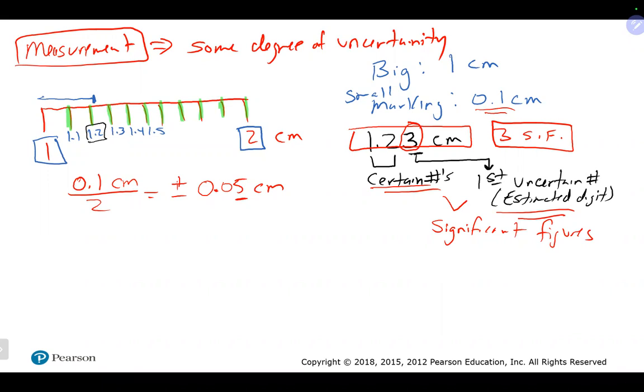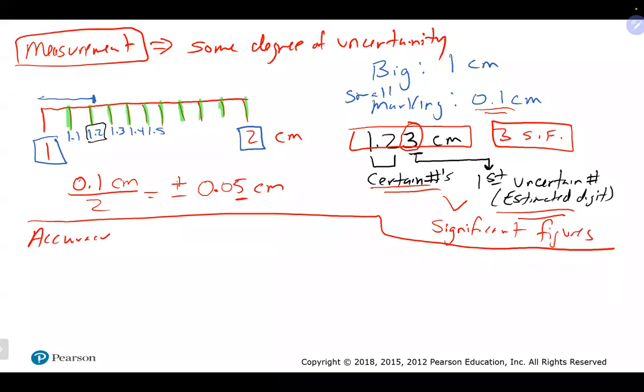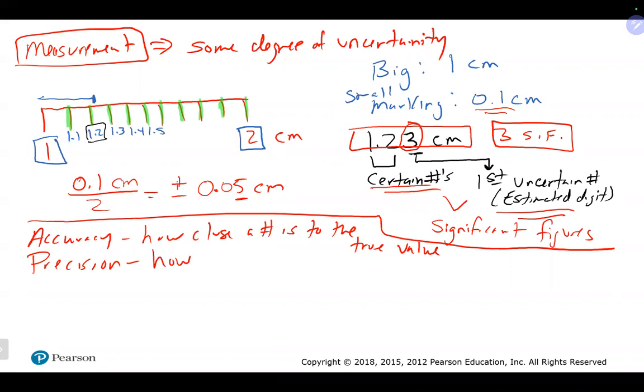By the way, speaking of taking measurements and significant figures, there is a difference between 2 words that are sometimes commonly used together, and that is accuracy and precision. Accuracy, or being accurate, is how close a number is to the true value, while precision, or how precise a set of measurements are, is how close a set of numbers are to one another.